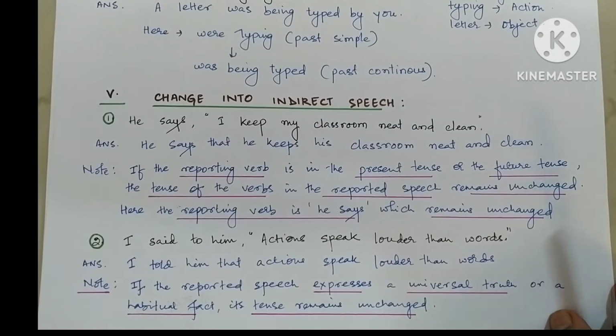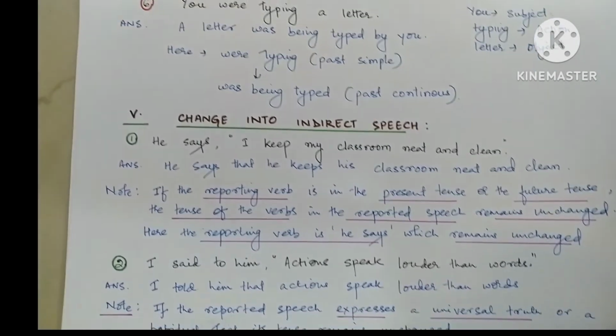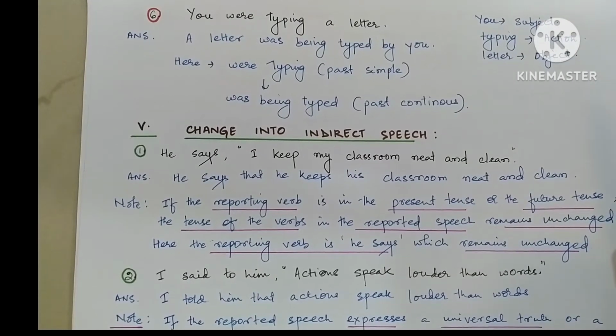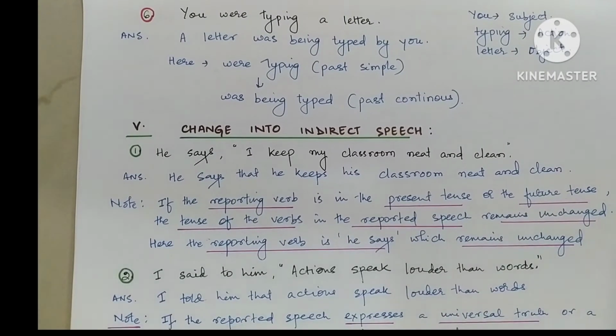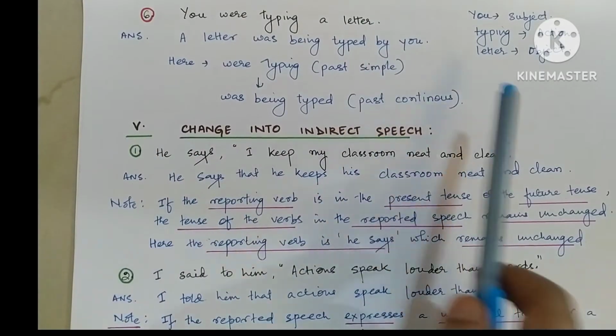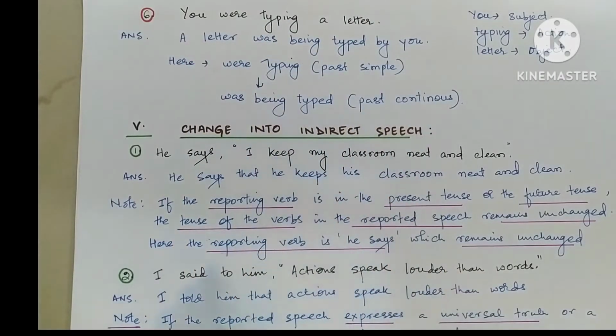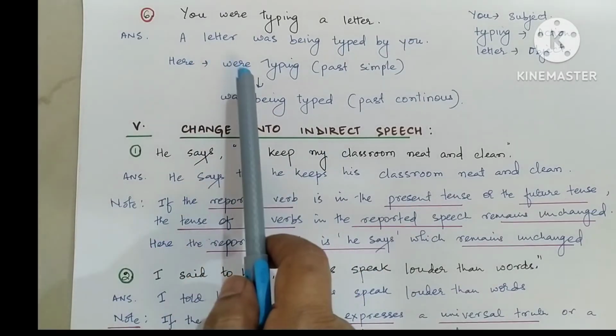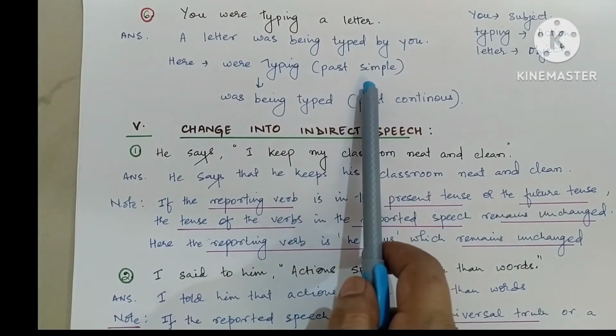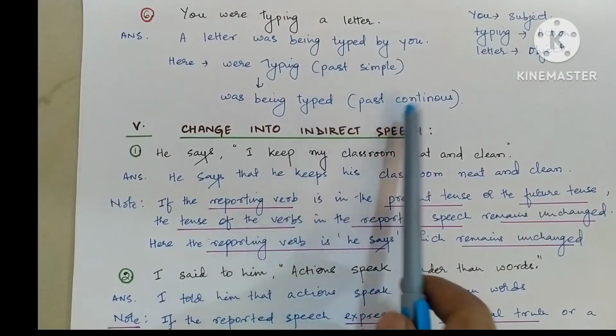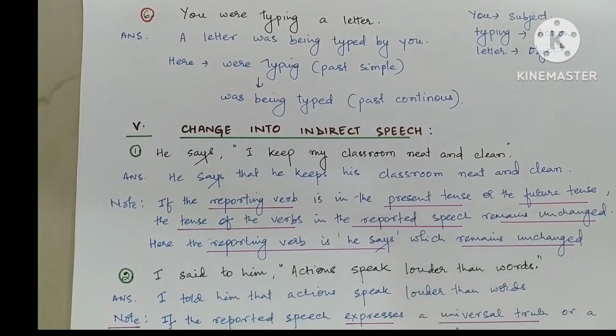Next, you were typing a letter. Here you is the subject, typing is the action, and letter is the object. So we start the sentence with the object. A letter was being typed by you. Here were typing, which was in the past continuous, becomes was being typed.